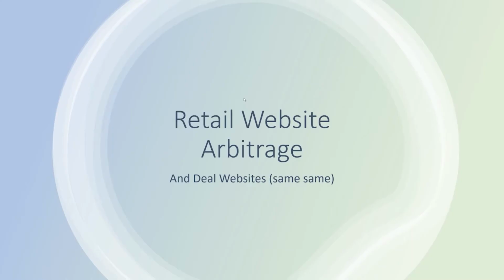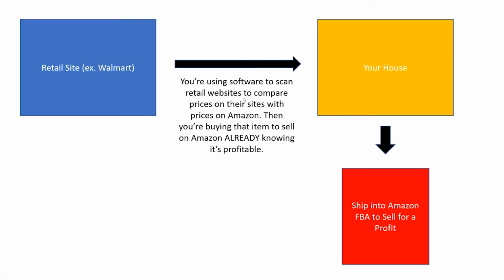So the next one is retail website arbitrage and deal website arbitrage, which is kind of the same thing. I put them in like the same category, although they're slightly different. So I'll outline them both here for you, okay? Now with retail website arbitrage, you're going to a retail website. It's very simple. You're using software, and I recommend Source Mogul, but you can use Tactical Arbitrage. There's a few other softwares out there. I personally like Source Mogul.